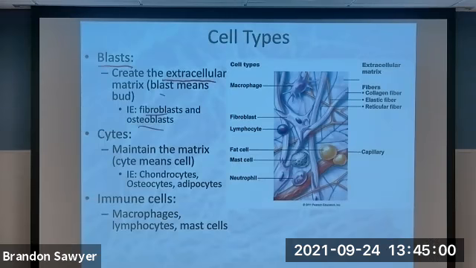Fibroblasts are the most common cell type in connective tissue. Those are the ones that are blasting out all those protein fibers. They're making those protein fibers for us, sending them into the extracellular space.